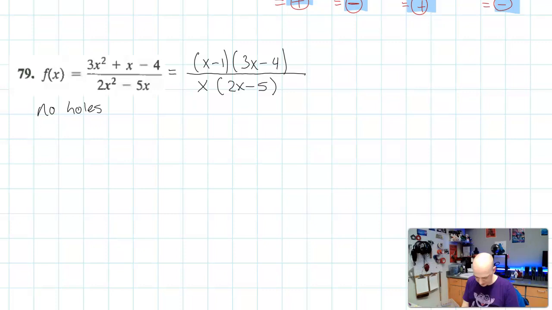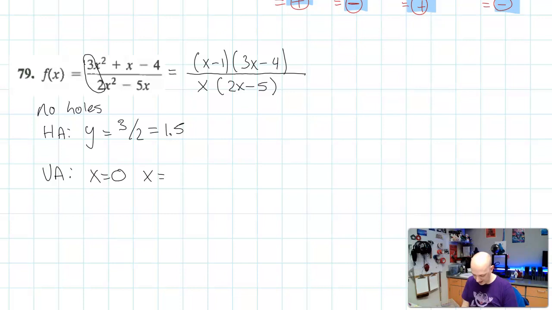So first let's do the asymptotes. The horizontal asymptote is going to be at the ratio of the coefficients because the degree is the same. So it's at y equals 3/2 or 1.5. Vertical asymptotes are at the zeros of the denominator. So that's at x equals 0 from the x term and x equals 5 over 2 or 2.5. That's the 0 of 2x minus 5.